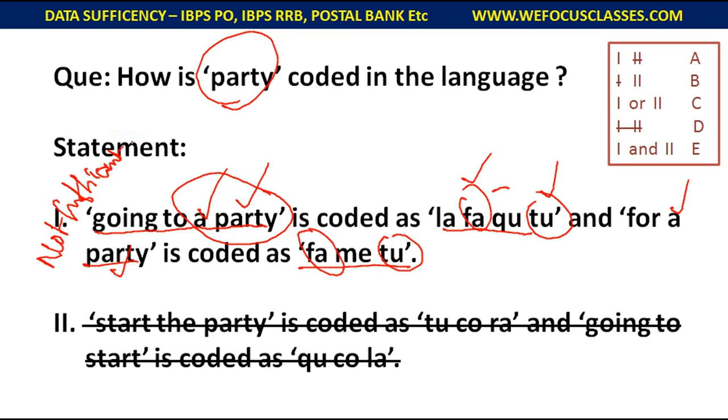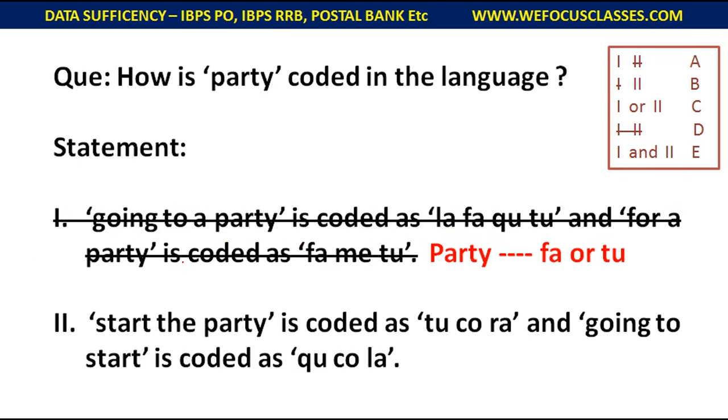Whenever the first statement is not sufficient, we immediately go to the second statement. But when you are solving the second statement, don't mix the first statement. Please ignore the first statement. Now we are solving the problem by using the second statement. Our intention is finding the code for party. Start the party is coded as 2 ko ra, and going to start is coded as q ko la. So here are two statements separately. What are the same words? Start is the same. And what is the other common thing? There is nothing common on the left. On the right side, what is the common thing? ko is common.